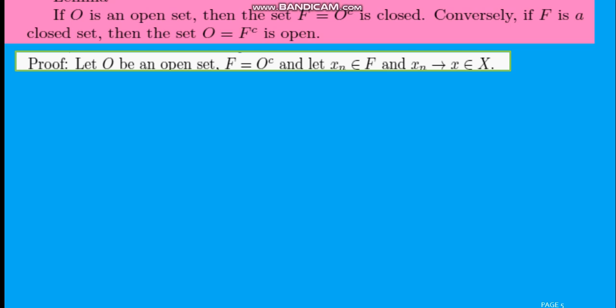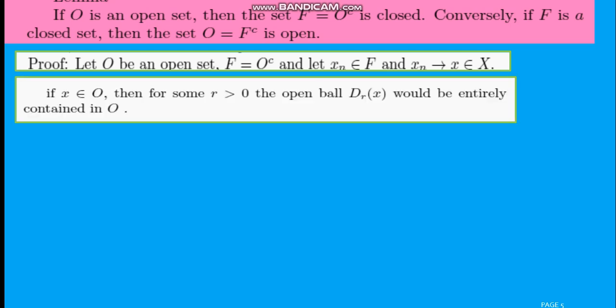You have to prove that x belongs to F. Suppose x does not belong to F. That means x belongs to O. So since O is open, what do you have? x is in there, so for some r greater than 0 there exists an open ball D_r of x which is entirely contained in O.